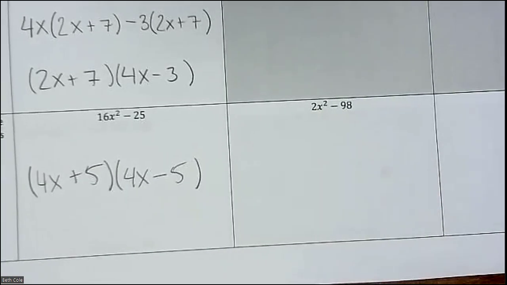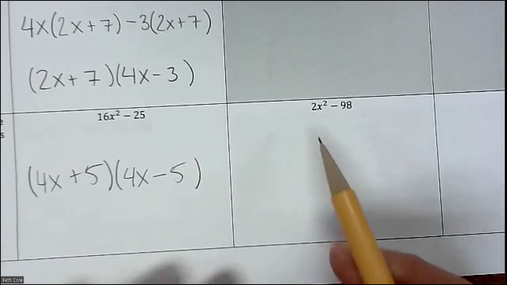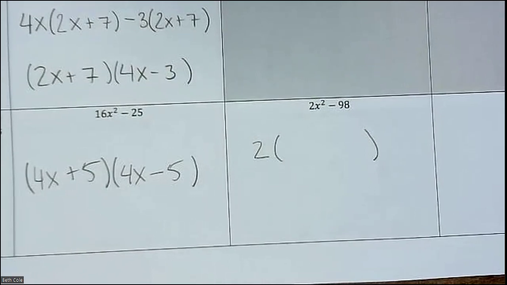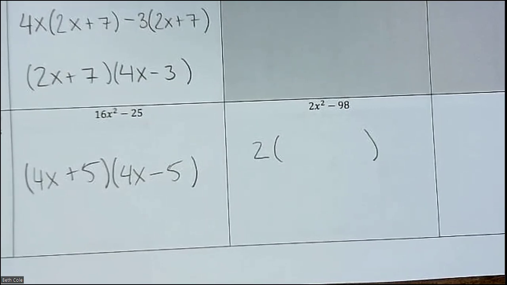Now this one, 2 and 98 are not perfect squares, all right? But they both divide by 2. So what we're gonna do, it's a 2-step problem. I know, you can't just jump straight to the answer. We're gonna divide them both by 2.